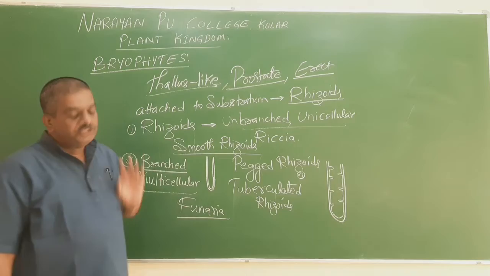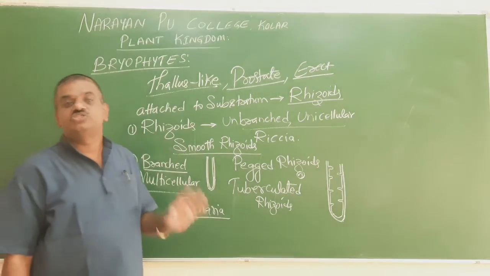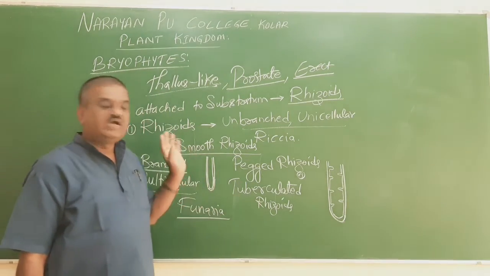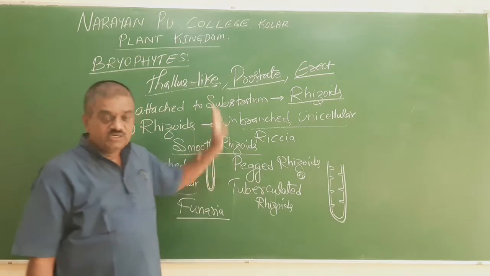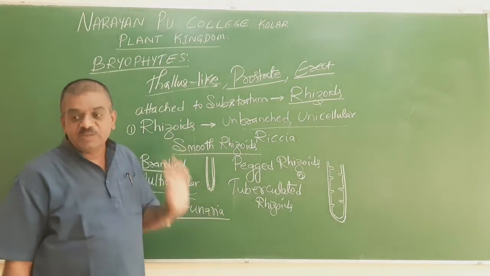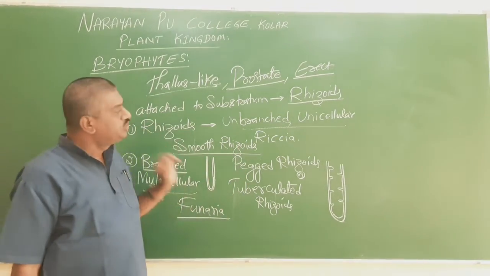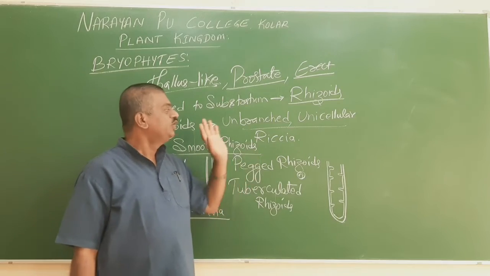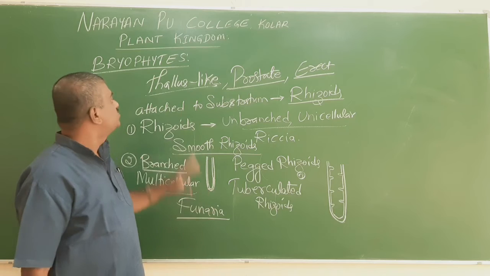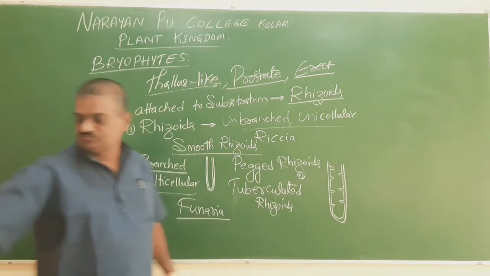But here, a true root system, true stem or leaves are totally absent. The plant body looks like it has root-like, stem-like or leaf-like structures, but they are not true roots, stems or leaves. So this is a small introduction. Now we go into detail.